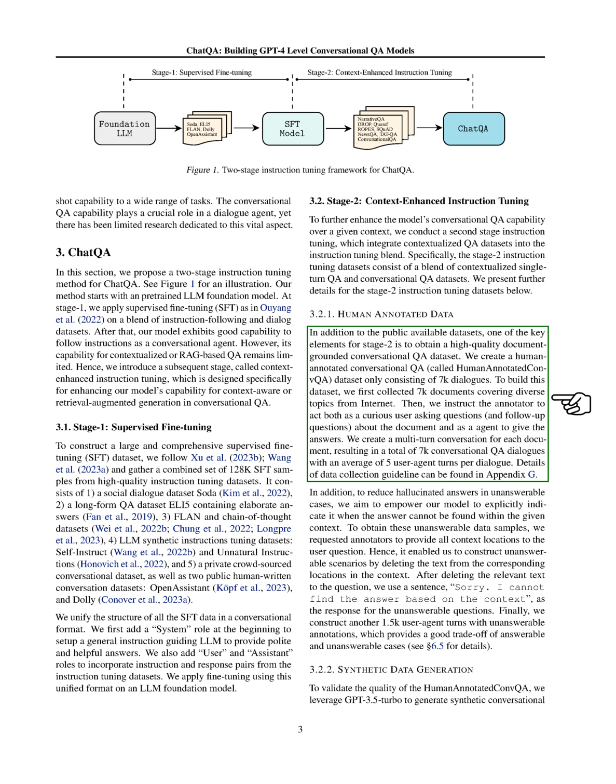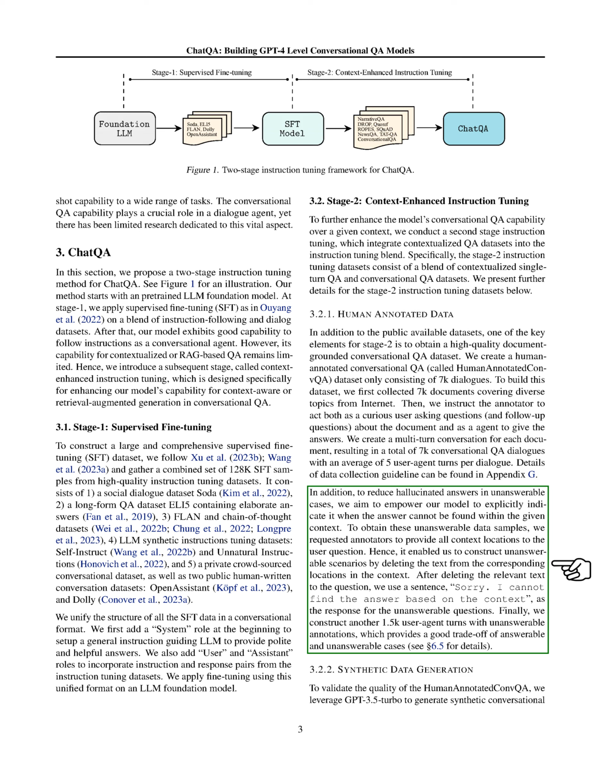We instruct an annotator to act as both a curious user asking questions about the document and as an agent providing the answers. We also aim to teach our model to indicate when it can't find an answer within the given context. To do this, we construct scenarios where the answer isn't available, and use the sentence, "Sorry, I cannot find the answer based on the context," as the response for these unanswerable questions. This gives us a good balance of answerable and unanswerable cases.